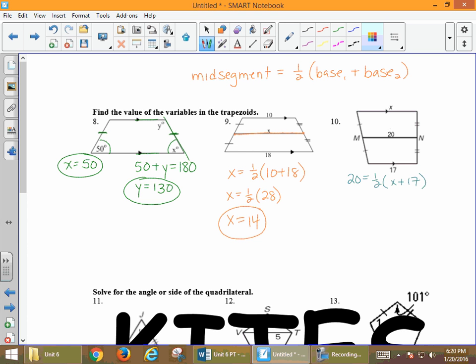Now at this point you have a couple of options to solve. I can distribute the 1/2 if I wanted to. But because I don't know half of 17 real well, with it being a decimal, I'm going to get rid of the half another way. I'll multiply the left and right by 2. When I multiply the left by 2, it becomes 40. And when I multiply the right by 2, I just get x plus 17. I'll subtract 17 on both sides.